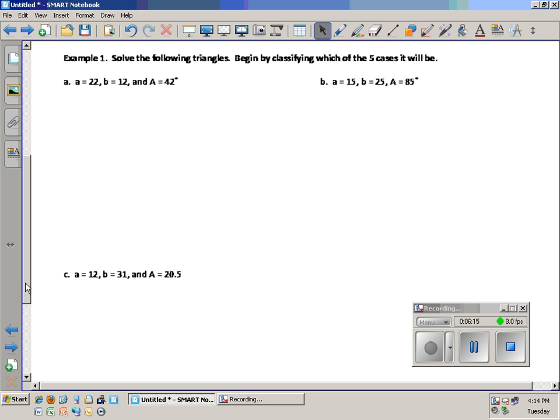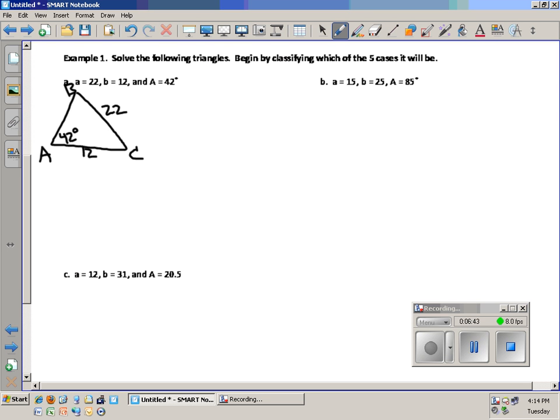So we're gonna draw the triangles and try to figure them out. So here we go. A is 22, B is 12, and angle A is 42. All I do is I sketch my triangles. Sketch one, call it A, B, and C. Angle A is 42 degrees. Side A is 22. B is 12.